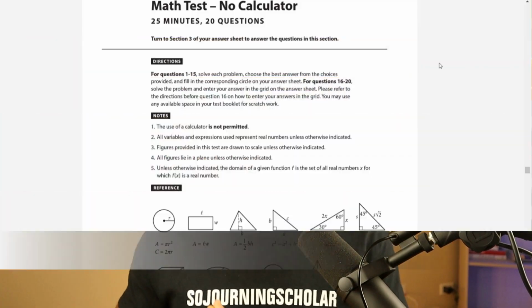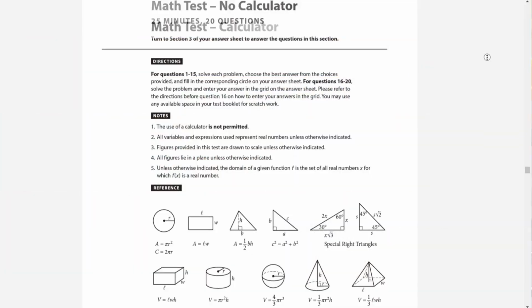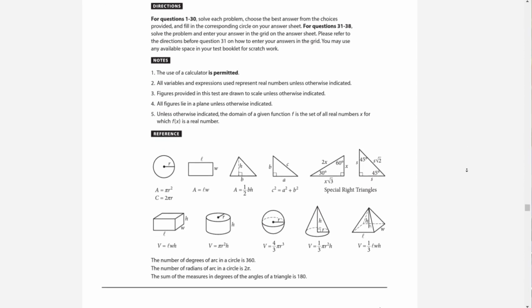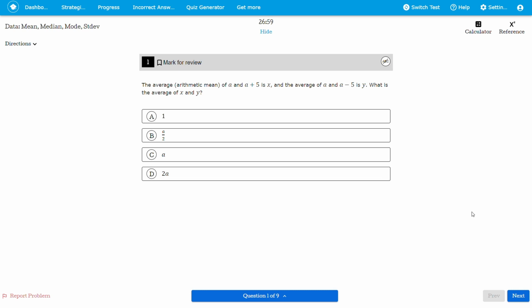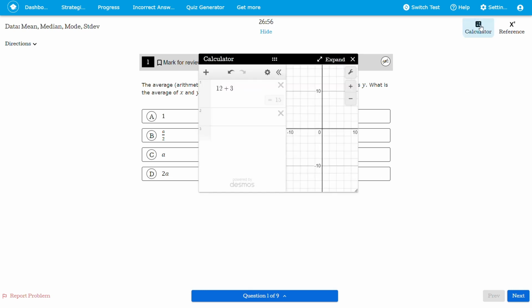Let's now switch gears and talk about the math section. The digital SAT combines the math test no calculator section and the math test calculator section of the paper-based SAT into one section. And you're in luck because this combined math section allows you to use a calculator all through. It even has a cool on-screen graphing calculator. And just like the reading and writing section, the math section is also two-stage adaptive.